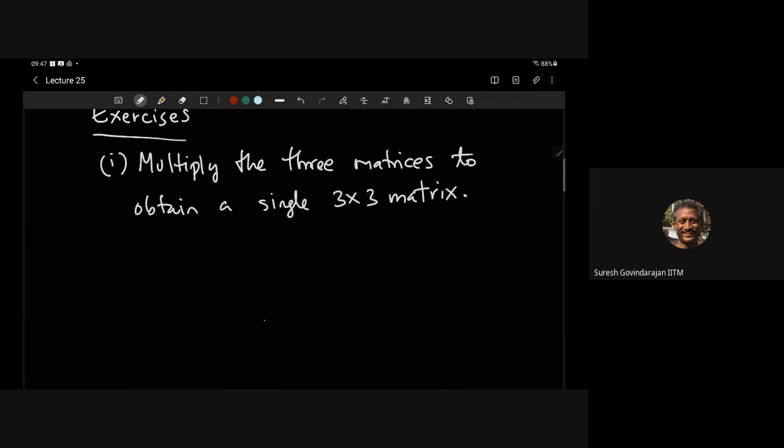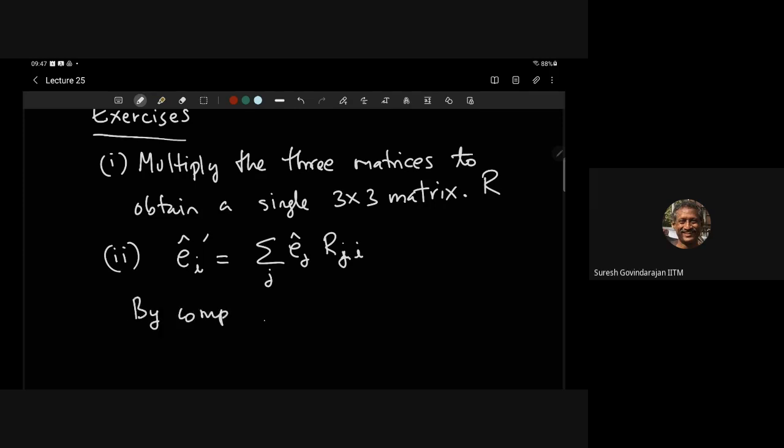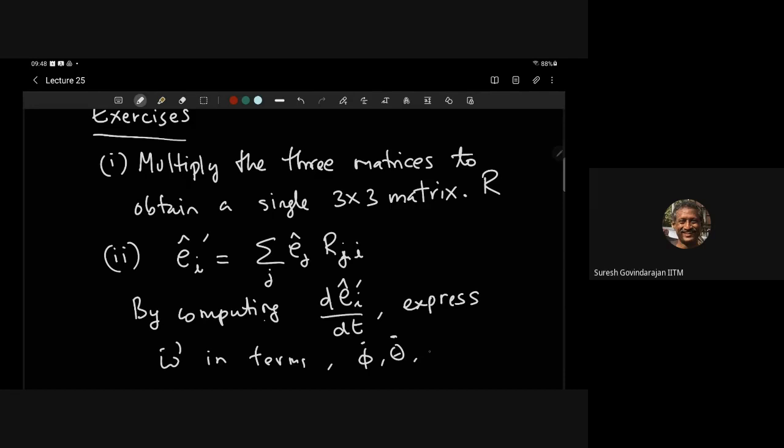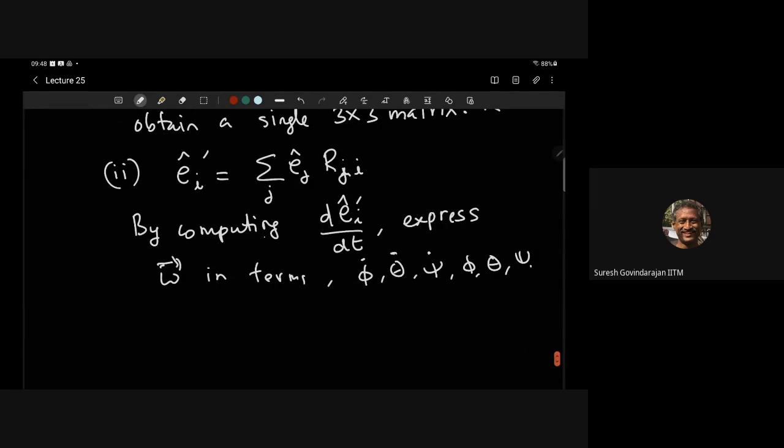The second exercise is, now that we have this, we have got a matrix R. So we know that e hat I prime is equal to the summation over J of e hat J times R_JI. So now, by taking derivatives, by computing d e hat by dt, express omega in terms of phi dot, theta dot, psi dot, and phi, theta and psi. Okay, so let's do this. I'll give you the answer.